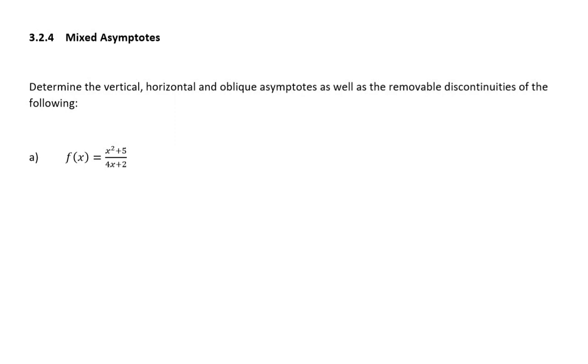So let's have a look. Determine these asymptotes and the removable discontinuities of the following. And here is question A. Question A says x squared plus 5 divided by 4x plus 2.